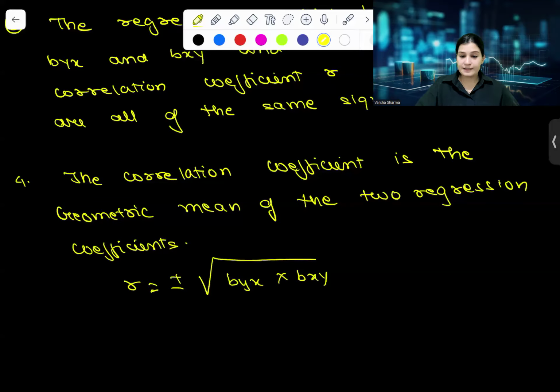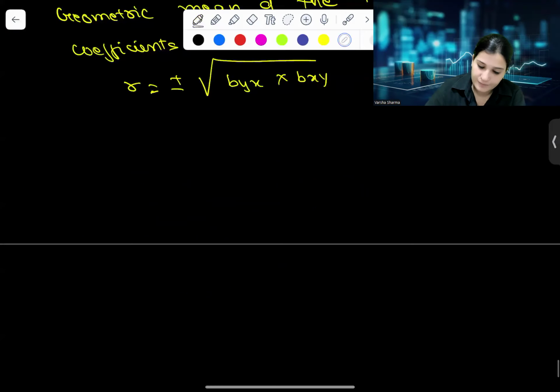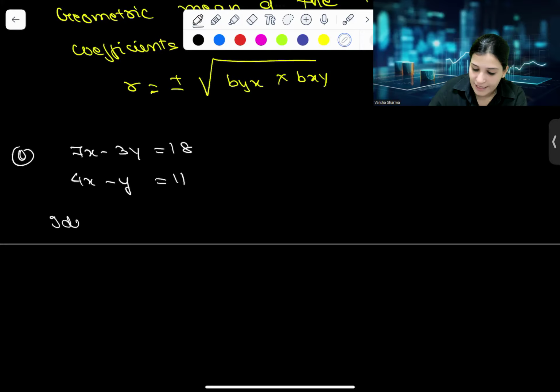Did you all understand this? Yes, ma'am. Now, using these two properties, we'll do the most important sum that almost most certainly always comes. Always, I'm saying. Numbers may change, but the pattern always comes. Question: 7x minus 3y equal 18, 4x minus y equal 11.